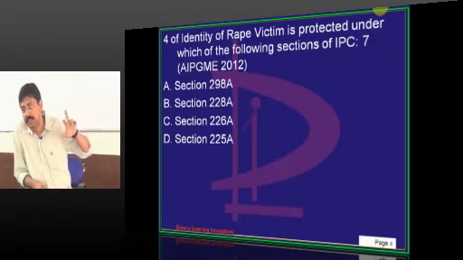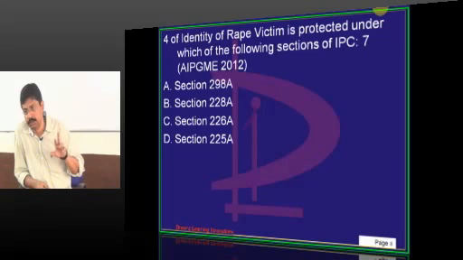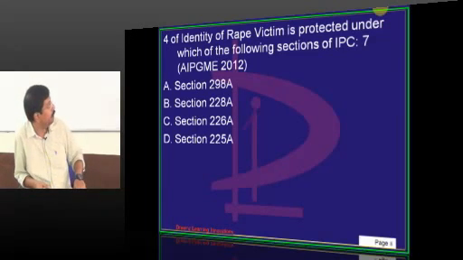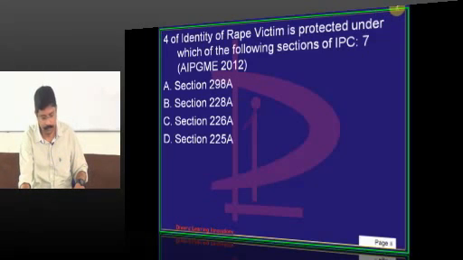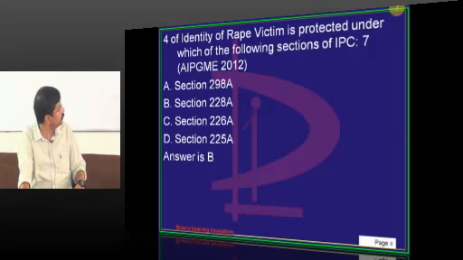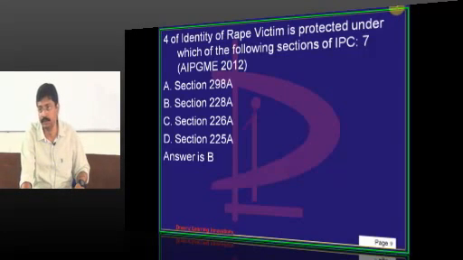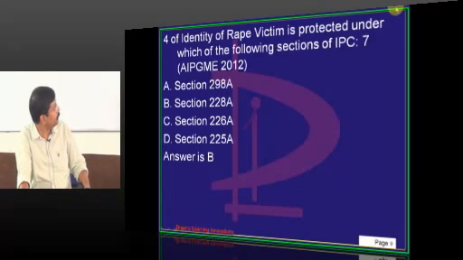So the identity of the rape victim should be confidential. Both the doctor and the media should not reveal it; they should keep the identity of the rape victim confidential and not reveal it to anybody. So it comes under section 228A. All other sections are not so important for you except 228A. 228A is where the identity of the victim should be kept confidential.